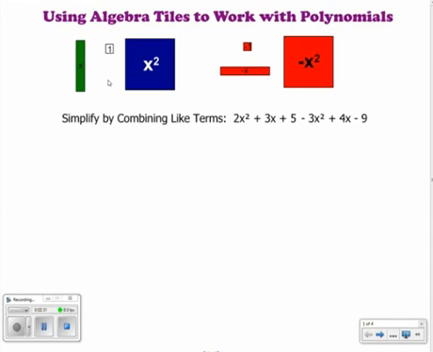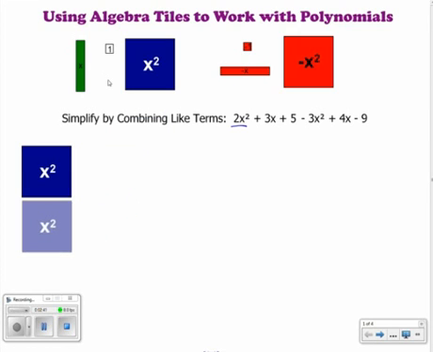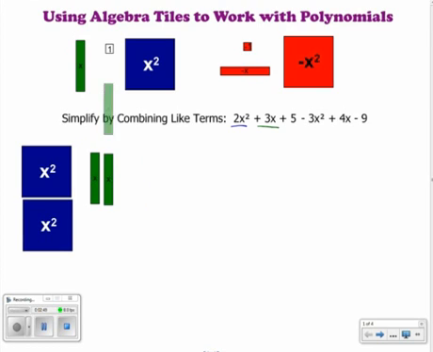First, I'm going to represent my polynomial using the algebra tiles. So here, where it says 2x squared, to show that, I need 2x squareds. To show 3x, I need 3 of my x algebra tiles. To show plus 5, that's 5 ones.